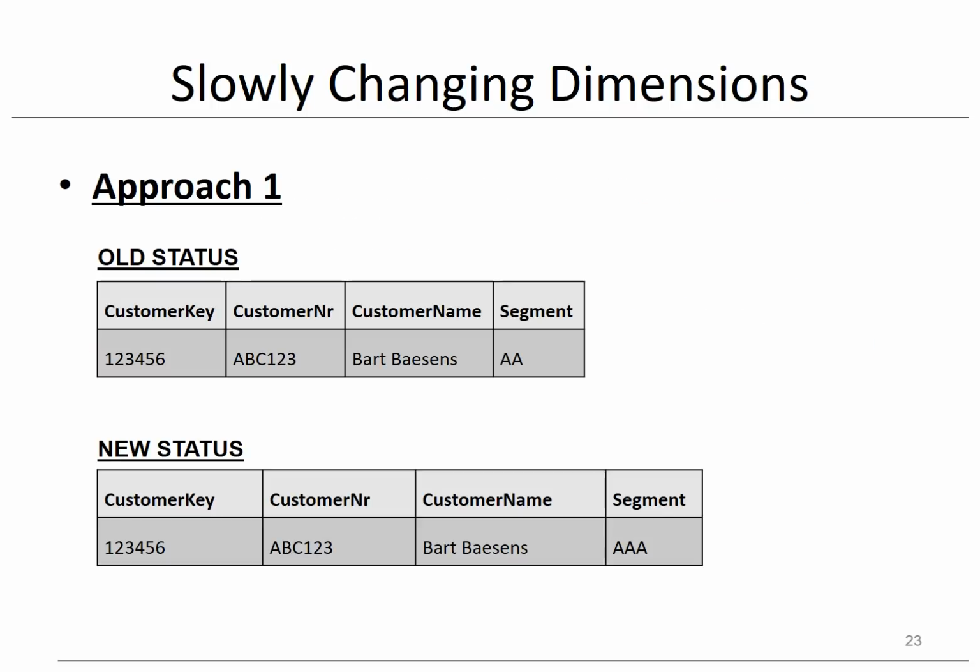The first approach is to simply overwrite the old segment value with the new one as you can see here. Obviously, this implies a loss of information since no history of changes is kept. This approach can, however, be used to correct data errors or when the original value is no longer relevant.